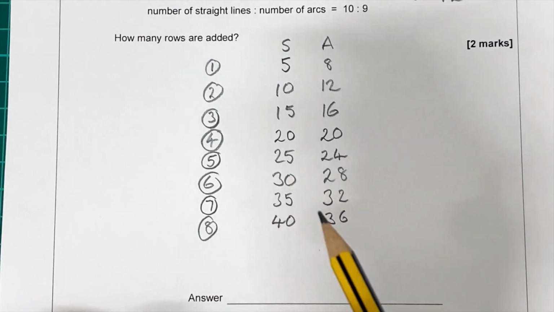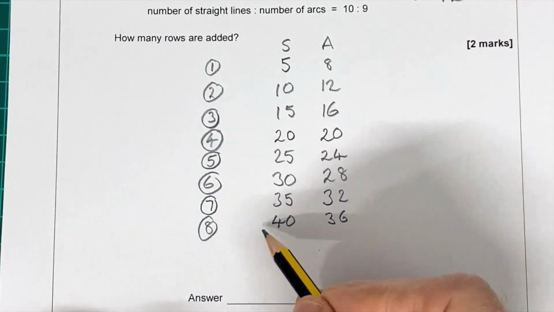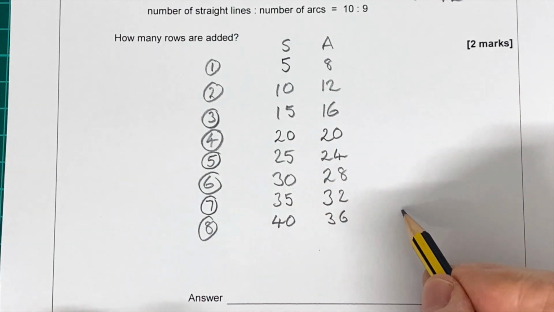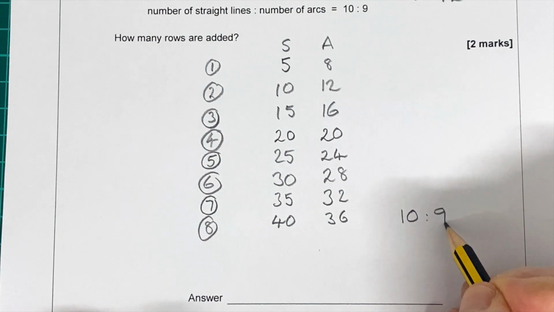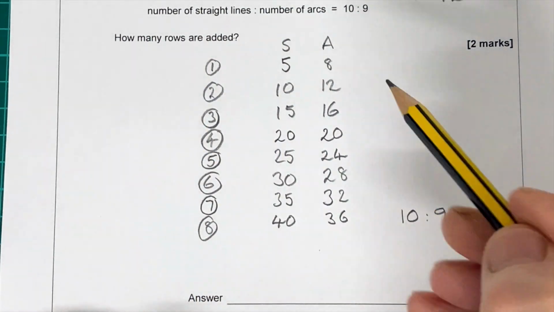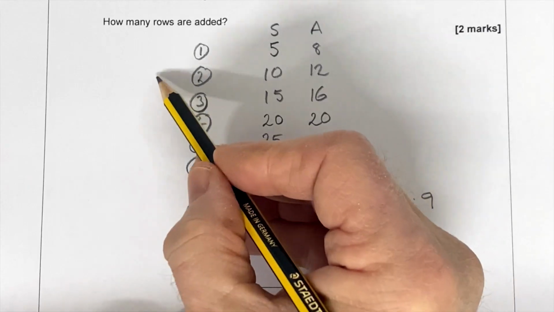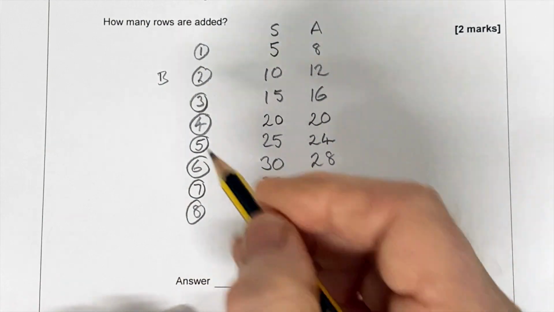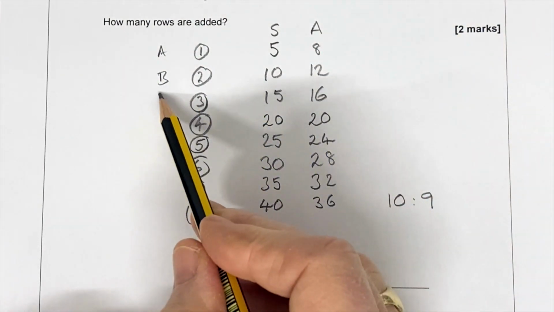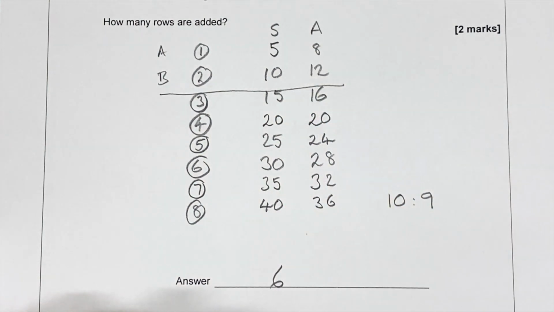So we've got a multiple of 10. Let's check this then. 4 10s are 40, 4 9s are 36. Yes, there is the pattern. The number of straight lines compared to the number of arcs is in the ratio 10 to 9. Now the question said, how many rows are added? Because at the top we've got as far as pattern B, which I'm calling pattern 2. Perhaps I should have called them A, B, C, and so on, but never mind. So we have added 1, 2, 3, 4, 5, 6. We've added 6 rows.